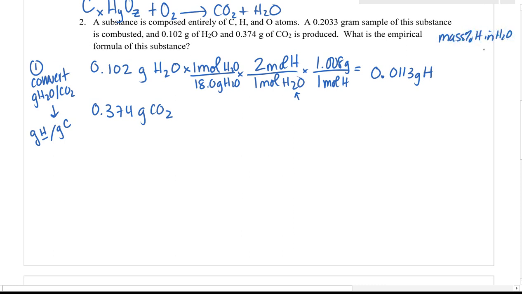Another way of doing this is to find the mass percent of hydrogen in water. And if you plug it in your calculator, it ends up being something like 11.1%. So if you take 11% of 0.1, you get 0.01. So you get the same answer. Okay, either method you want to use is good.